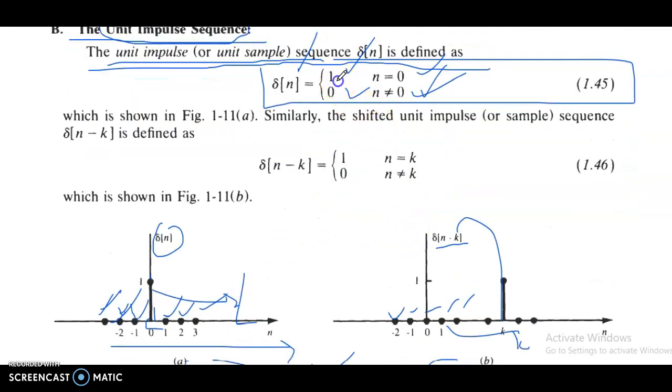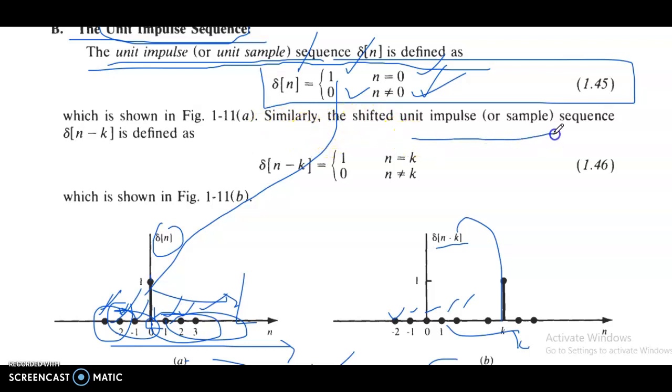So one is when del of n is 1, the condition is n equal to 0. When del of n is 0, n is not equal to 0 here. Which is shown in figure 1.1 here.